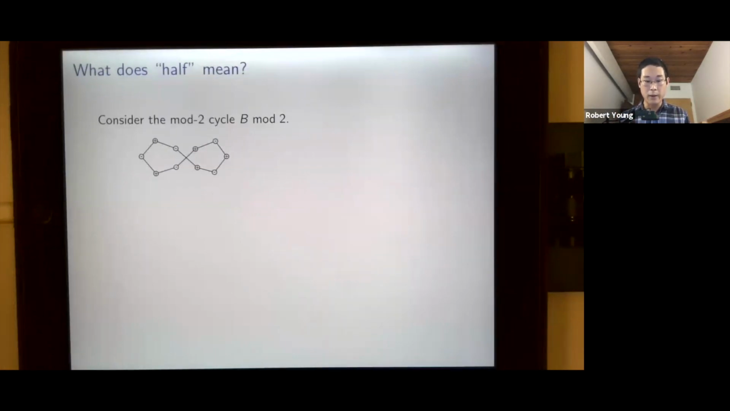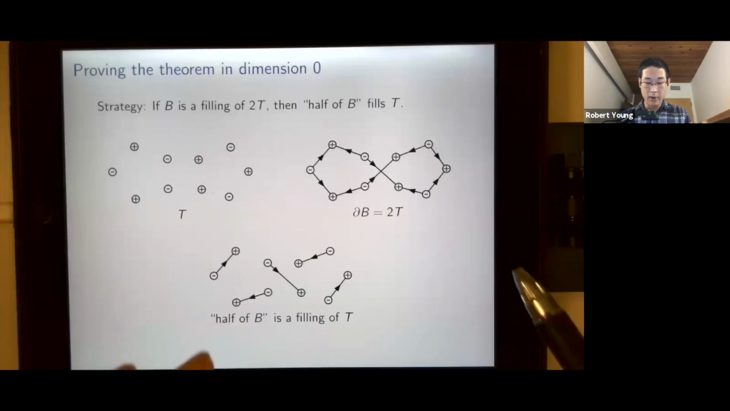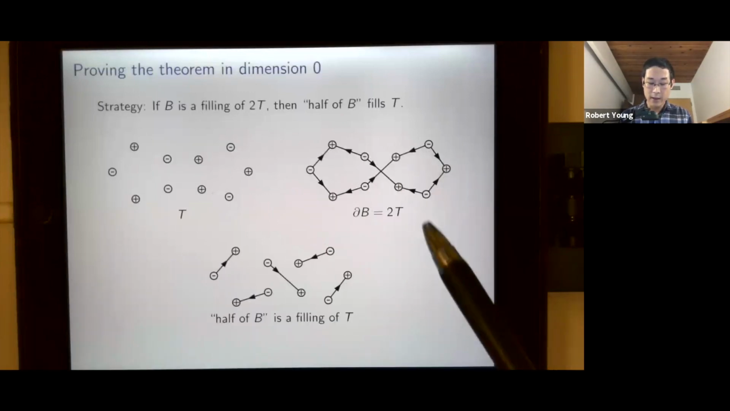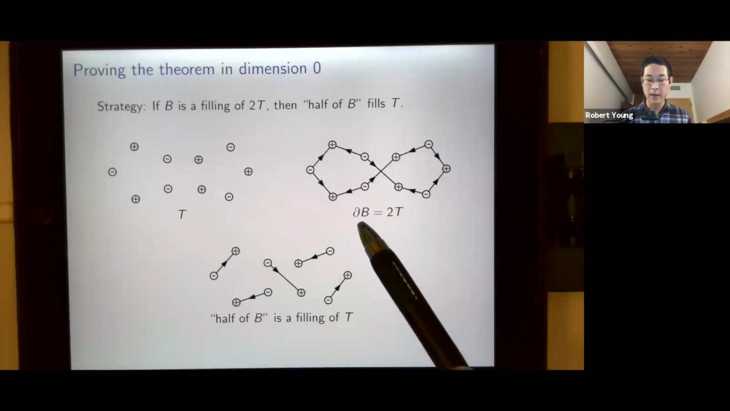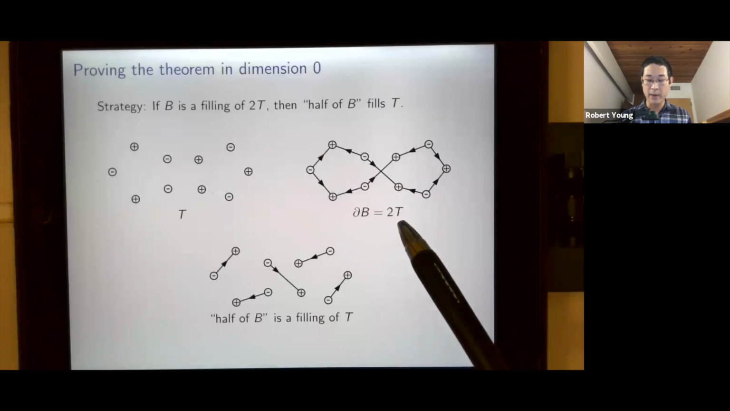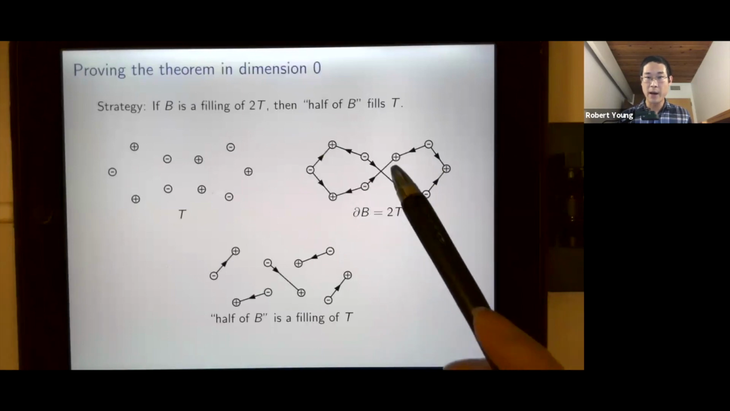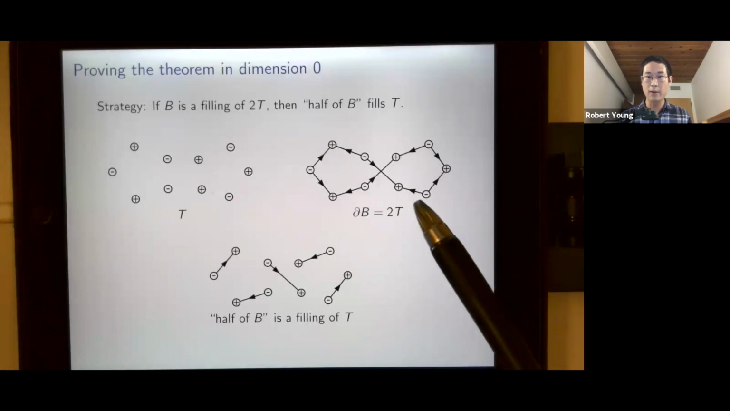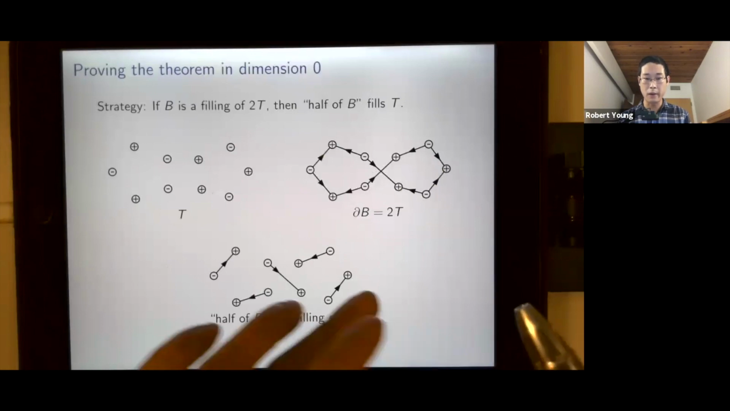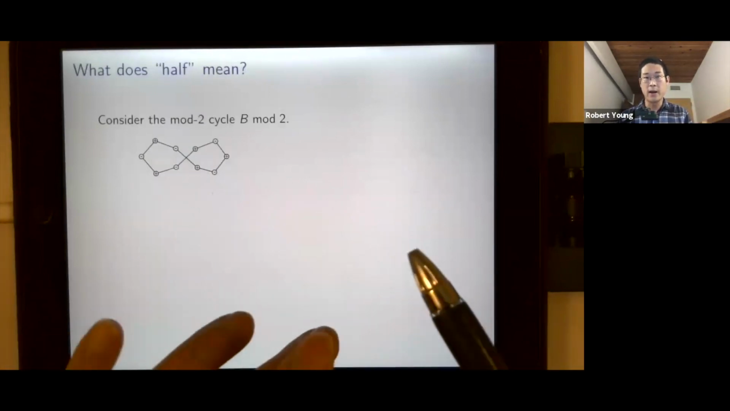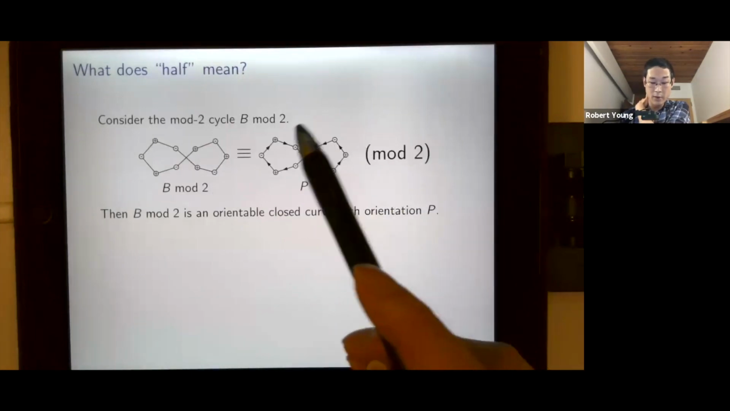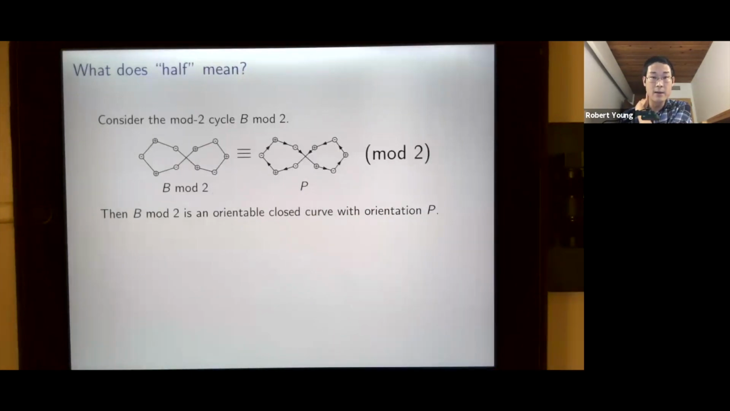Another way to look at this is that the important thing about this filling of 2t is that this is a loop. This is a 1 cycle, and it has to be a 1 cycle because if you take its boundary mod 2, its boundary is 2t, and 2t mod 2 is 0. So the boundary of this filling mod 2 is 0. The filling is a cycle mod 2. It's a loop like this. If you have a loop, it can be oriented like so. Let's call that orientation T.